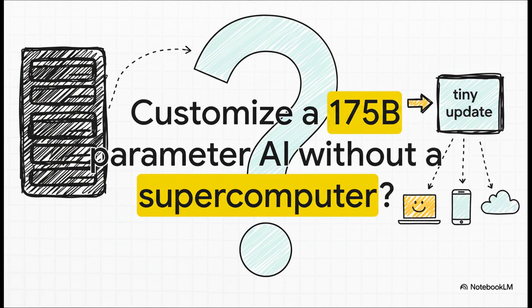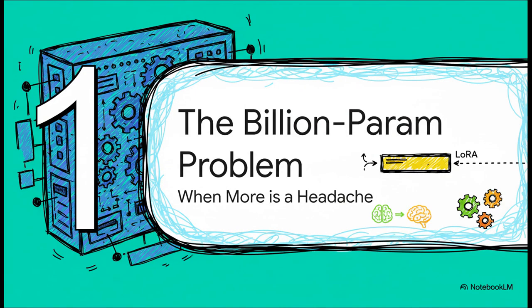The challenge is just massive. How do you go in and make a precise little change to something so gigantic without needing your own personal supercomputer? This isn't just about not having enough computing power. It's a problem of pure scale. The size of these models creates this huge logistical and financial headache.